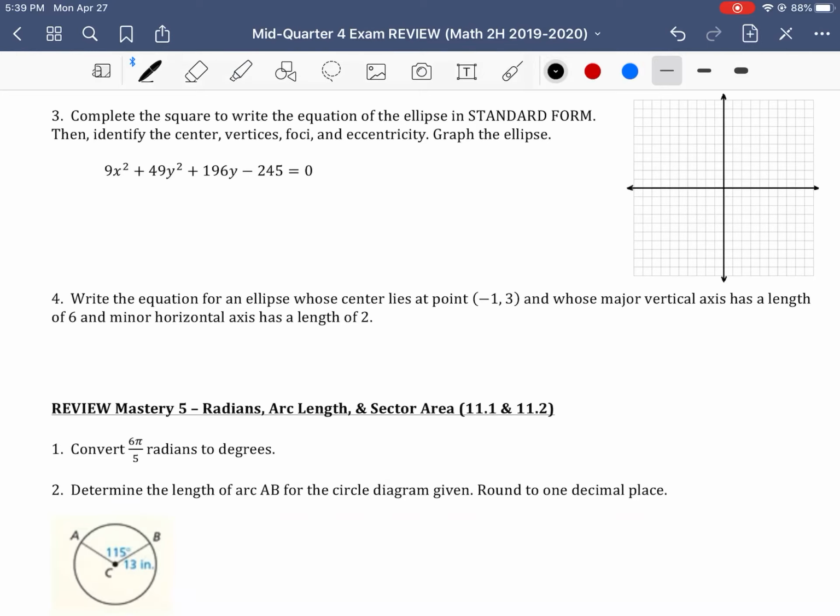All right, let's talk about the ellipse. So number 3, complete the square to write the equation of the ellipse in standard form. Then identify the center, vertices, foci, and eccentricity, and then graph the ellipse. So let's just work through this one.